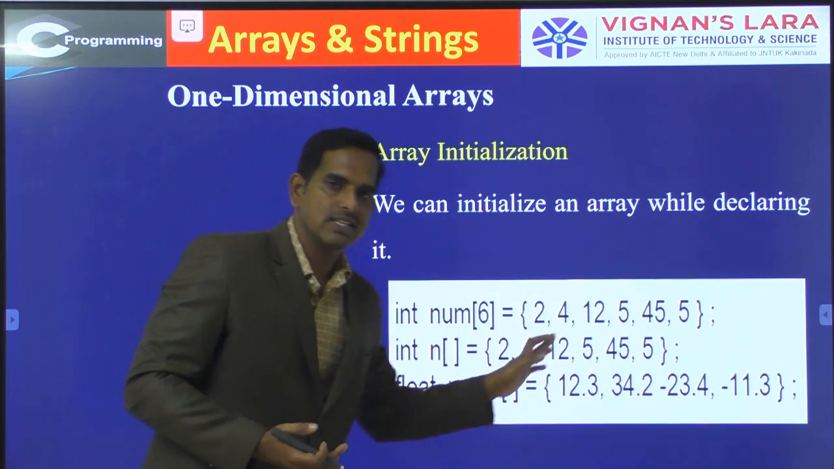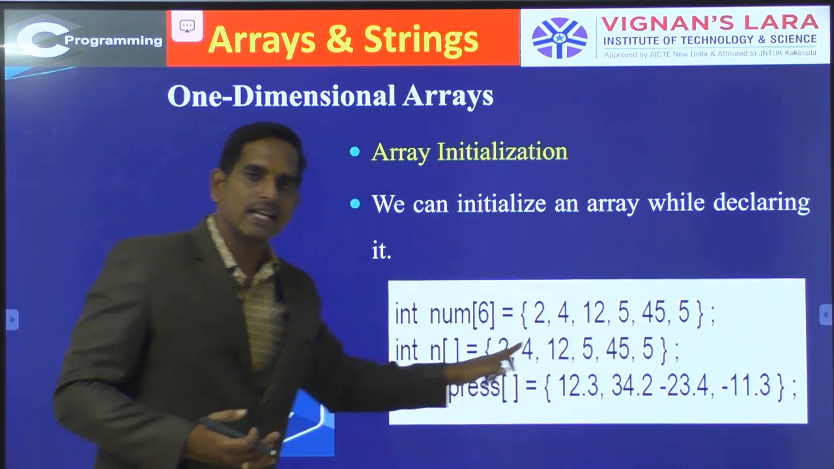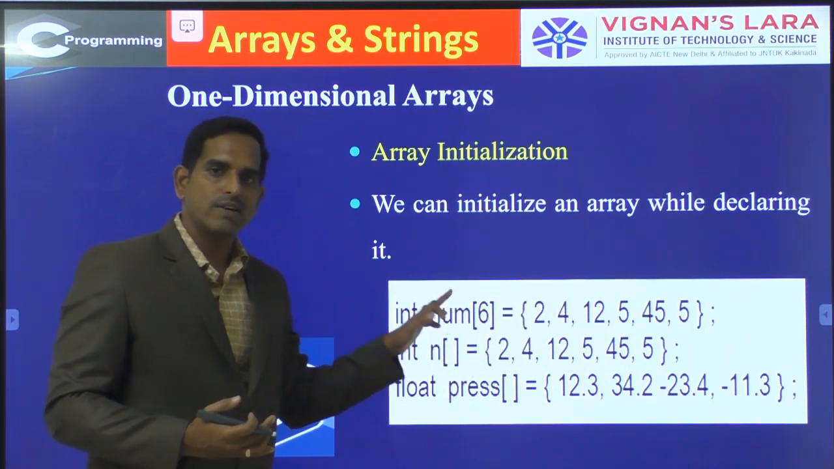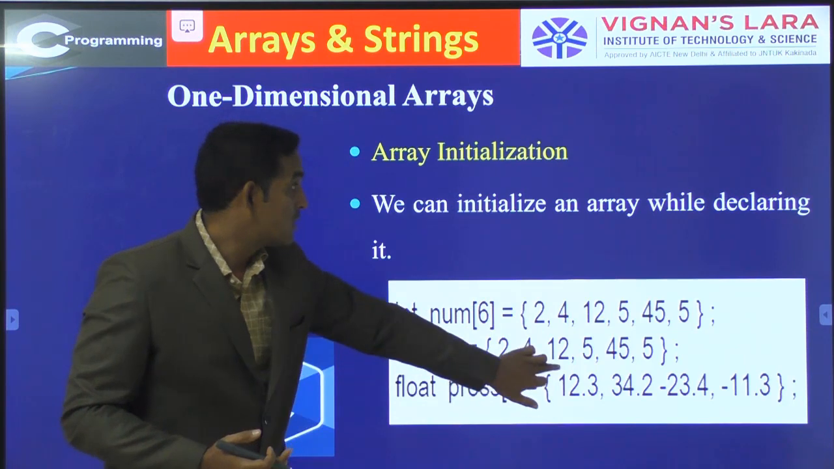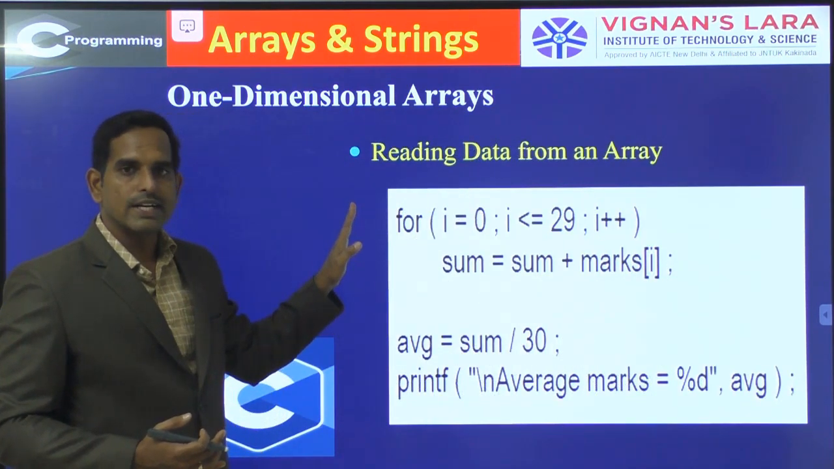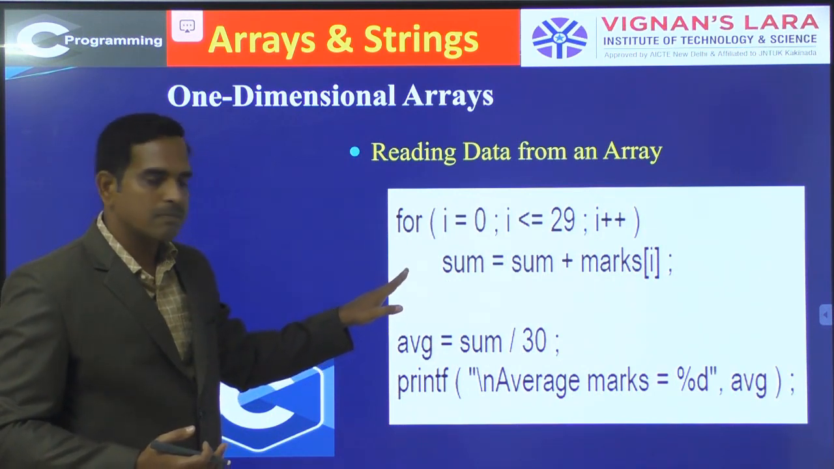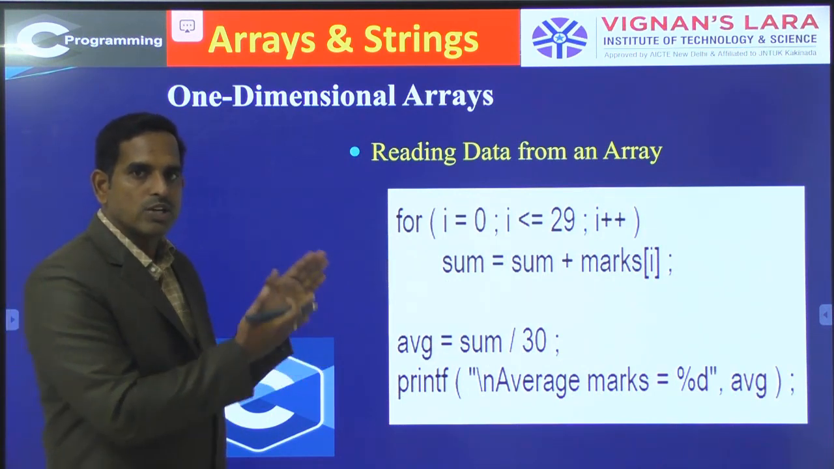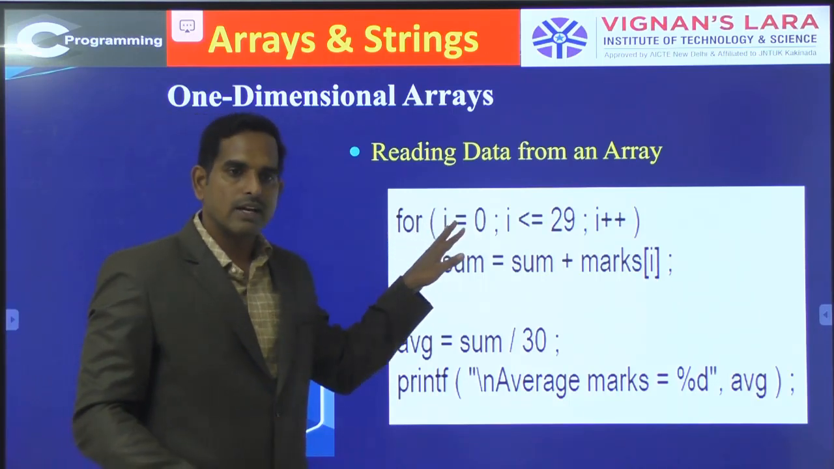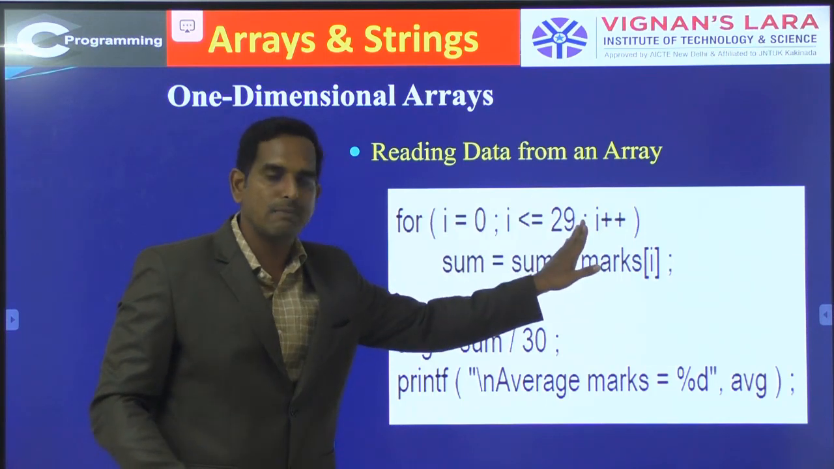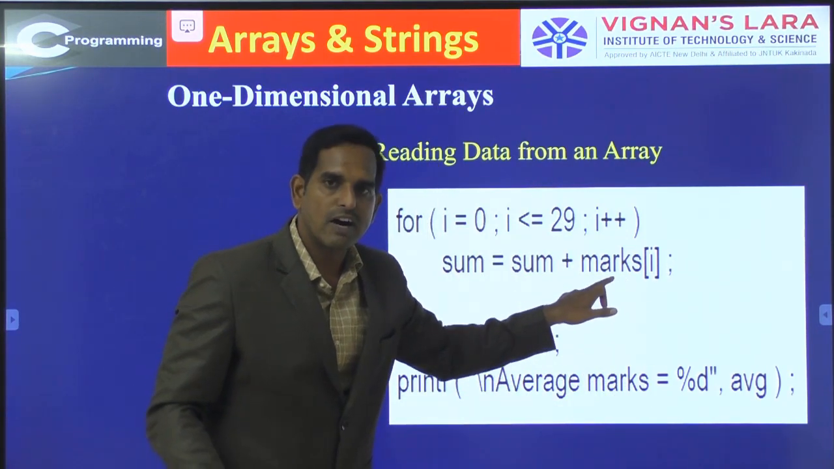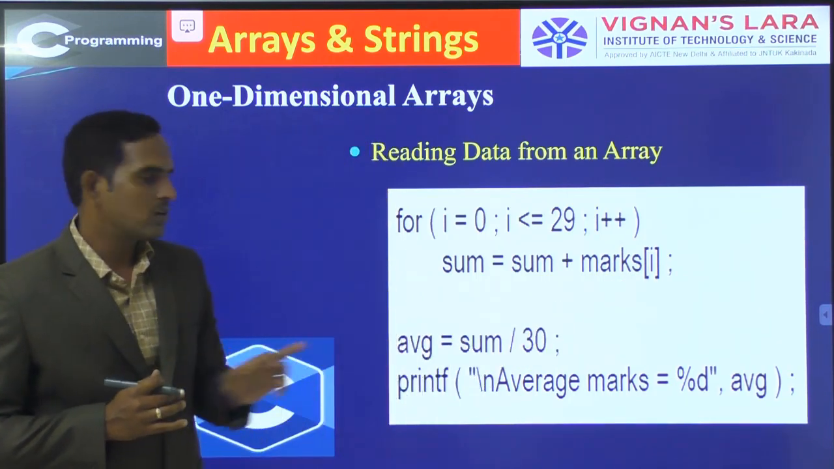Because if you skip the size, the compiler will automatically take the value of the size by looking at the number of initializations you have done in your declaration. Okay. Next, the last part is how to read the data from your array. You can read the data from your array by using the same individual element access that you used when entering data. That is, you can have a for loop from 0 to n minus 1 and access each and every element by using your array name and the subscript value. Okay.